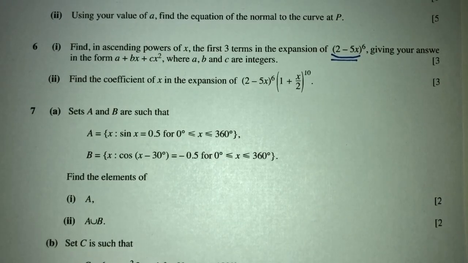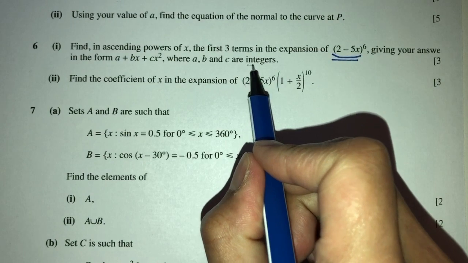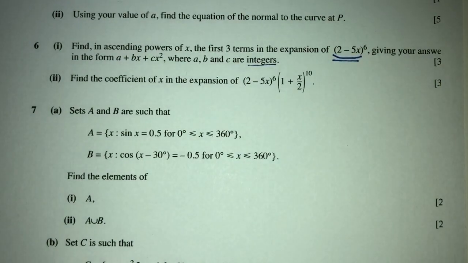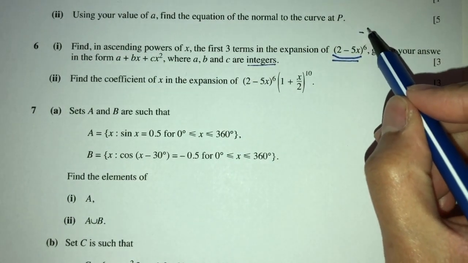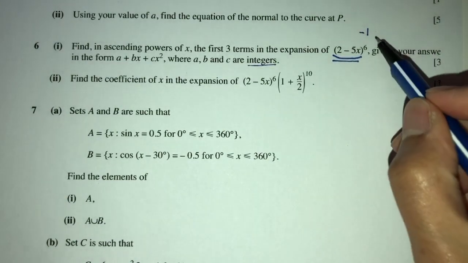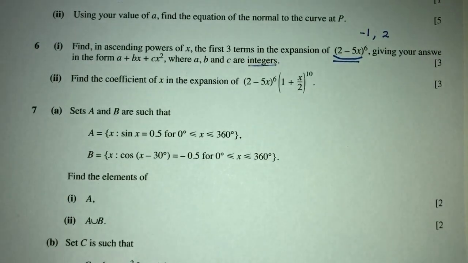Okay, so let's move on to question number 6. We have to find, in ascending powers of x, the first 3 terms in the expansion of this function, giving your answer in the form a plus bx plus cx squared, where a, b, and c are integers. So what are integers? They are whole numbers. If I tell you minus 1, it is an integer. If I tell you 2, it is also an integer. So it needs to be whole numbers.